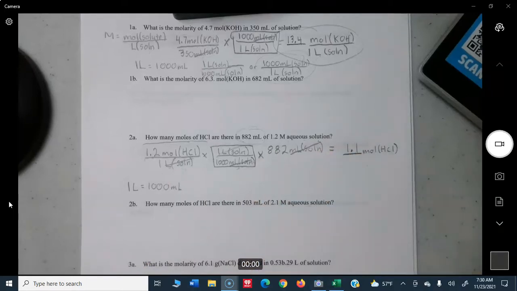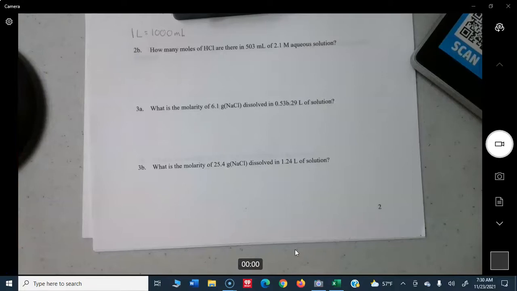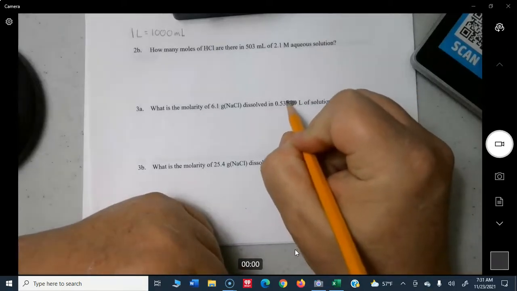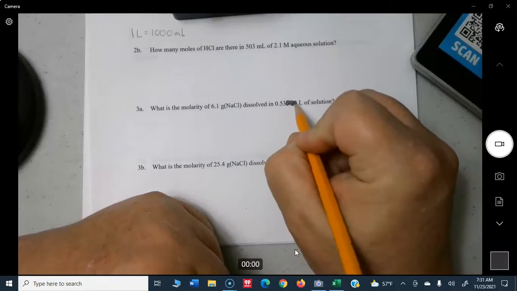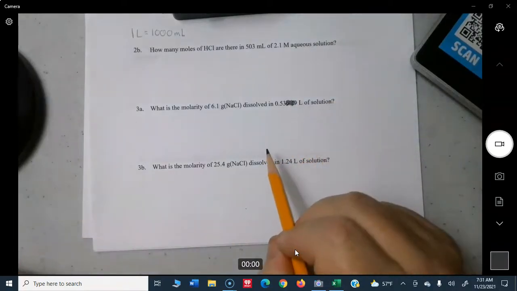All right, and you do 2B. And we'll move on to 3A now. Okay, 3A, what is the molarity of 6.1 grams NaCl dissolved in 0.53? Somehow this got in there, so let's just scratch that out. I mentioned that in class. Get rid of that. So it's 0.53 liters of solution.